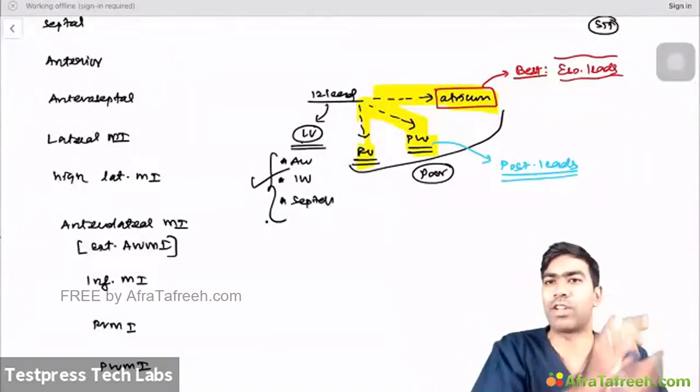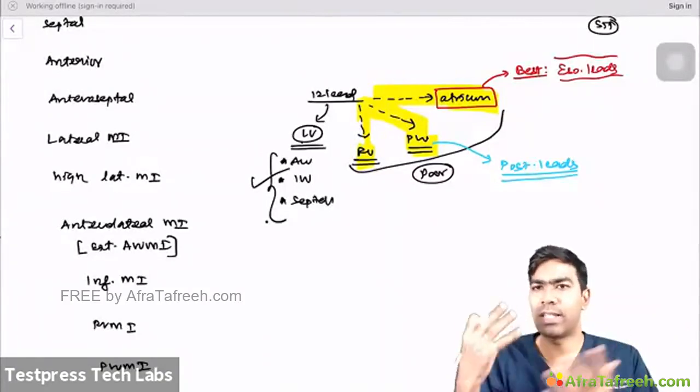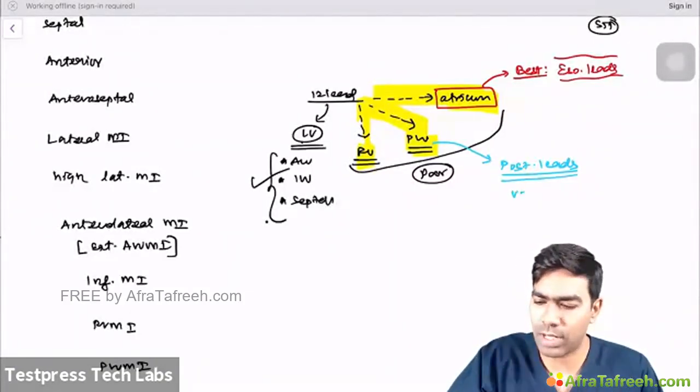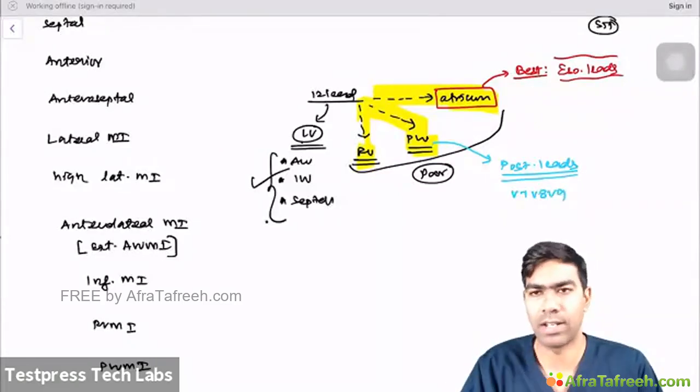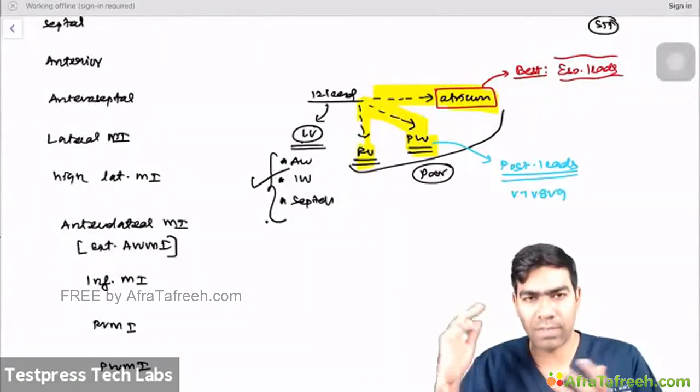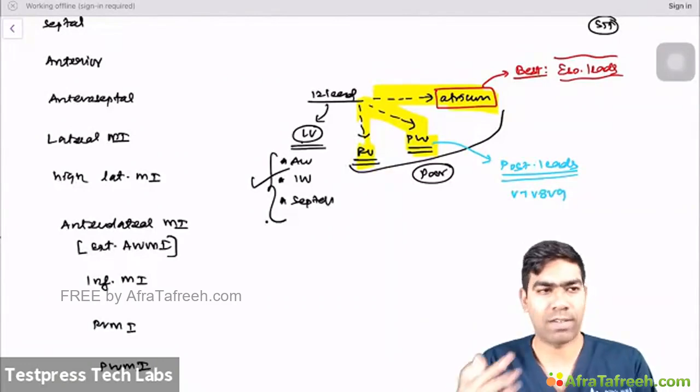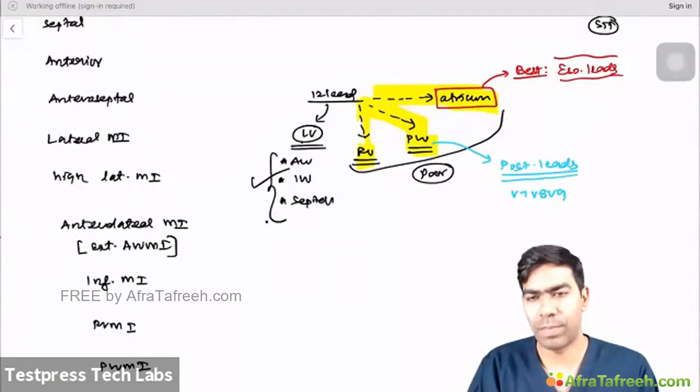I'm going to extend it on the back, which means I'm just modulating the existing 12-lead ECG system. The posterior leads are nothing but V7, V8, and V9, which are nothing but V1, V2, V3, which have changed position, and I've kept them on the back. That's all. Now it will be called by a new name.